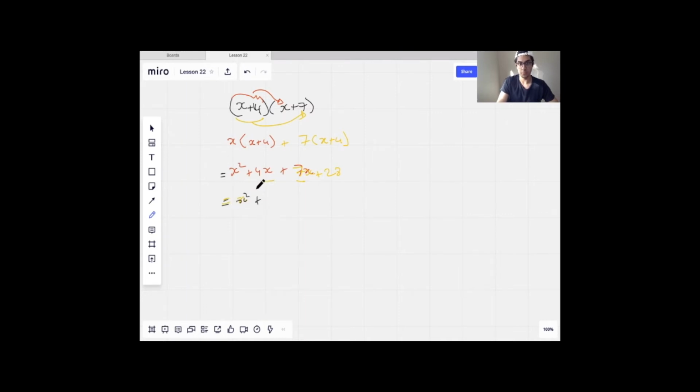x squared, 7 plus 4, 11x plus 28. And there we go.